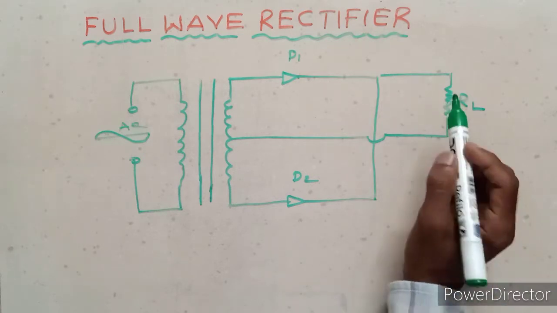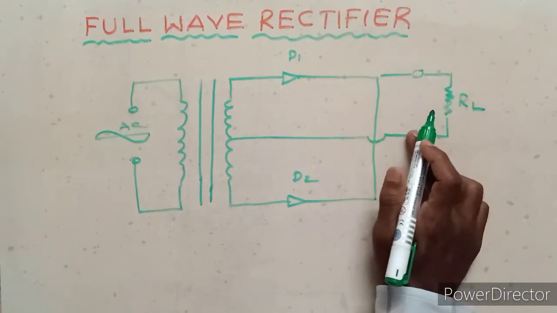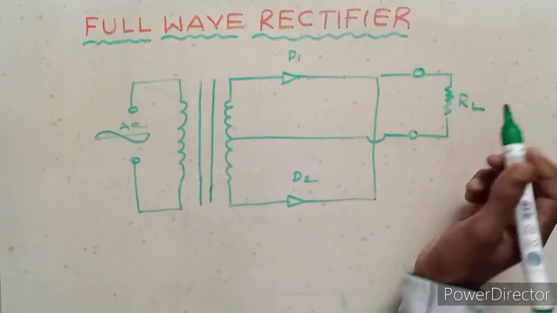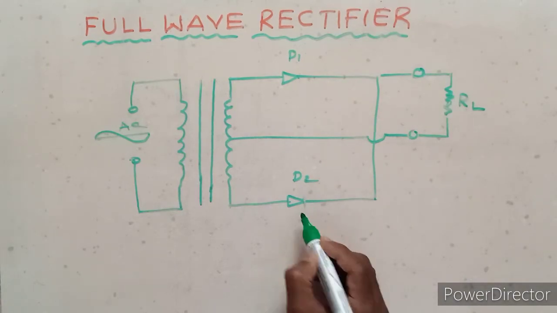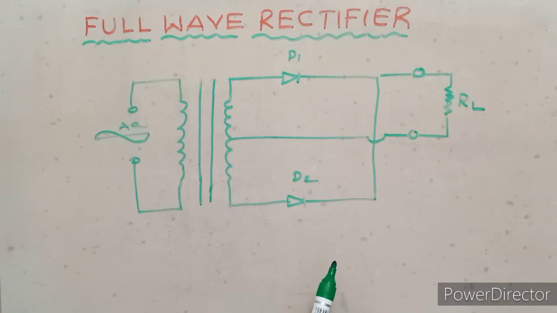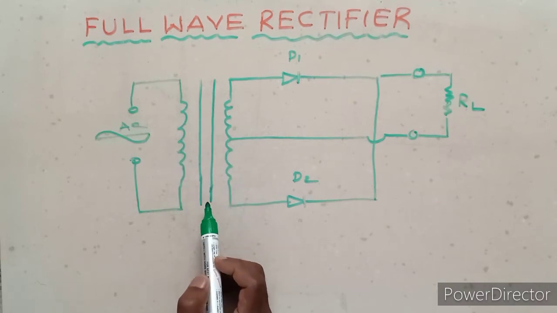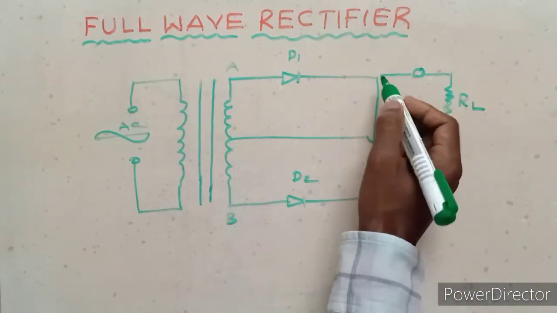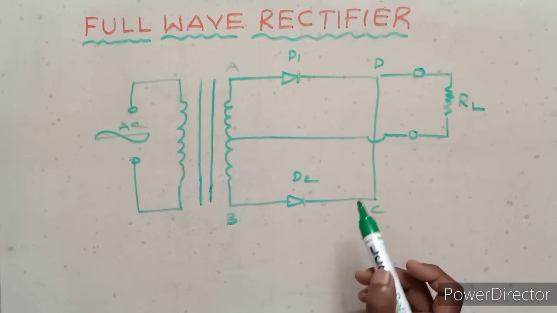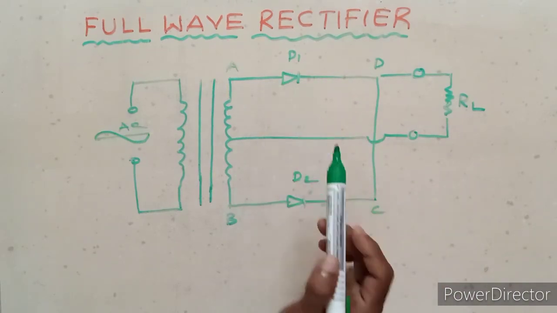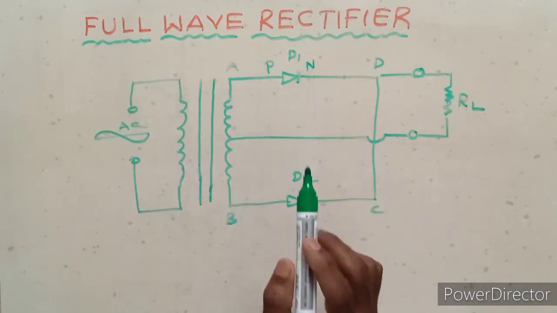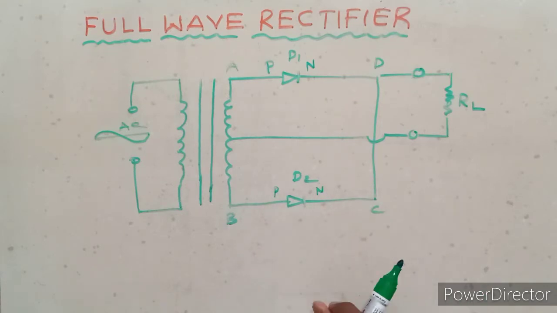So first of all, this is the D1 diode, this is the D2 diode, this is the primary, this is the secondary, this is the transformer A, B, C, D. This is D1, this is D2, this is one PN junction diode, this is another PN junction diode, this is the P type of semiconductor, N type of semiconductor, this is the P type of semiconductor, this is the N type of semiconductor.